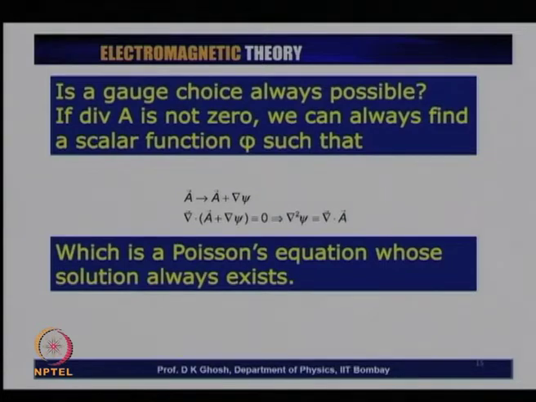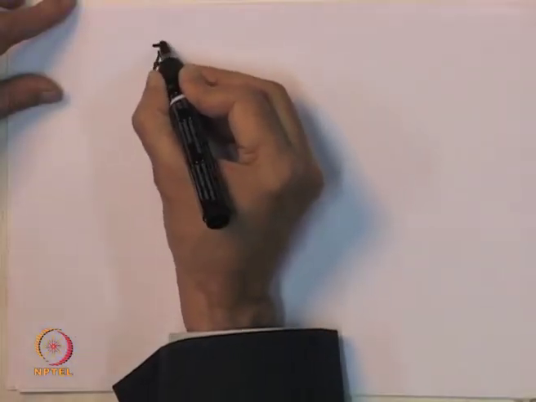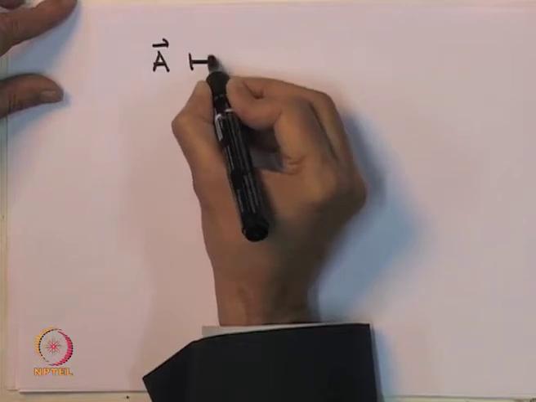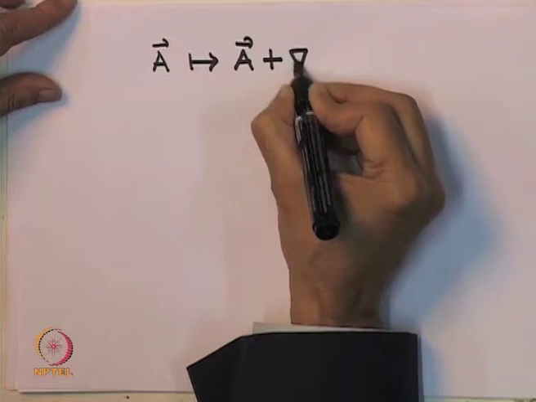So, what we are trying to say is this: can we always have a gauge choice? That is the question. Suppose my divergence of A is not 0, that is, we are not in Coulomb gauge. Now, the question is this: supposing I write A and let this A go to A plus some gradient of a scalar function.